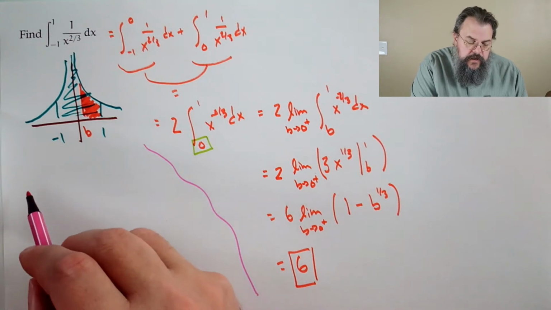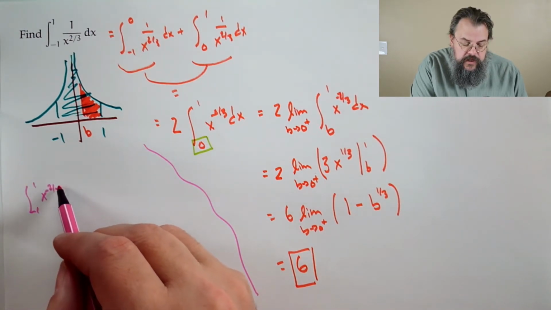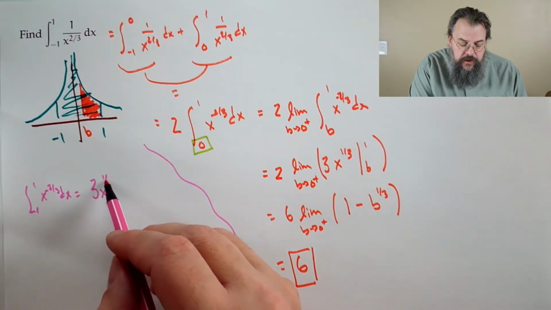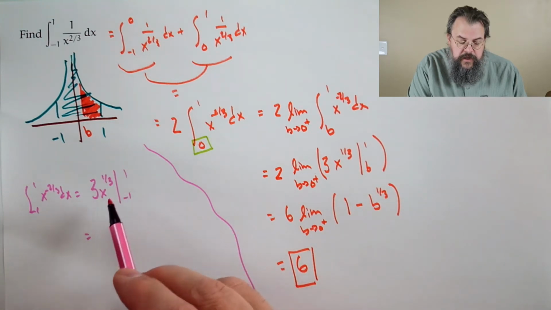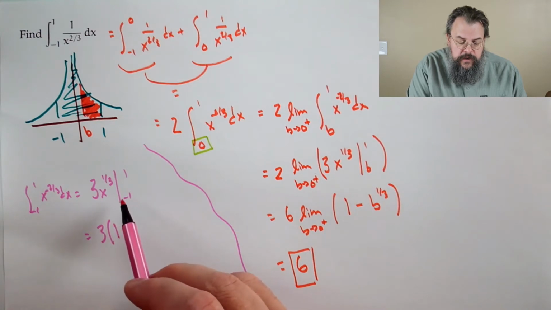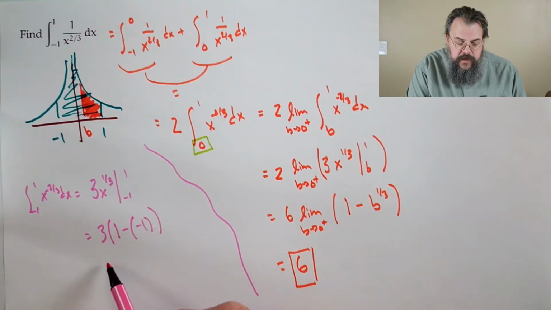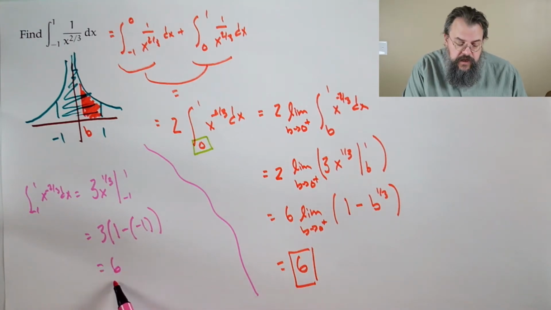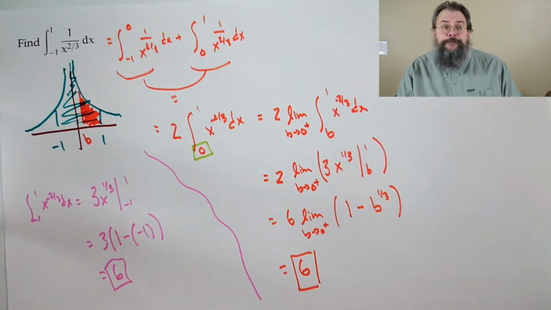I said, this is just the integral from -1 to 1 of x to the minus 2/3 dx. Well, that's integrate 3x to the 1/3, evaluate from -1 to 1, which becomes, when you plug in 1, well, 1 to the 1/3 is 1, and -1 to the 1/3 is -1, and so 1 minus -1 is 2, and 6. See, I got 6. Why all that?